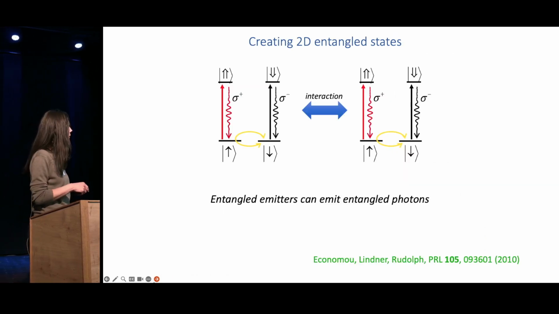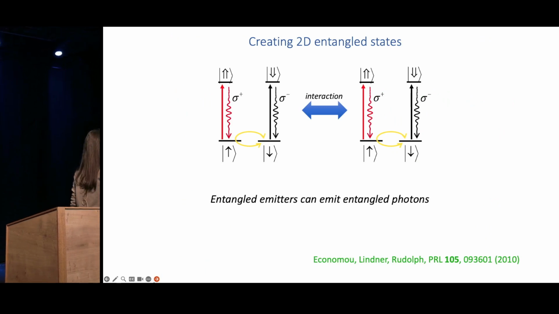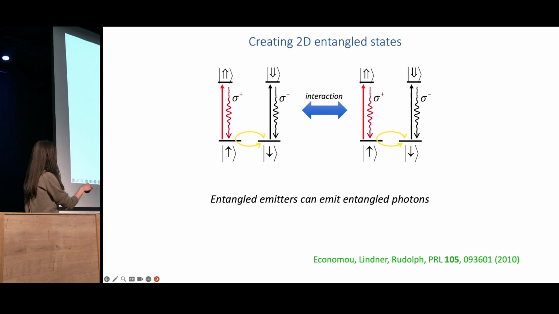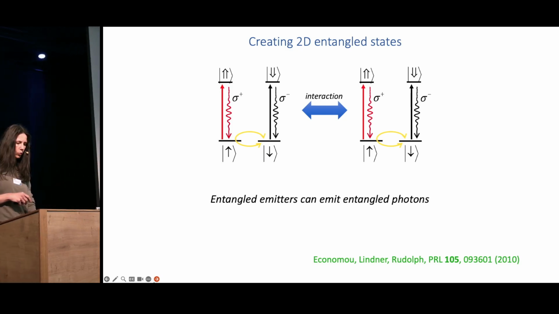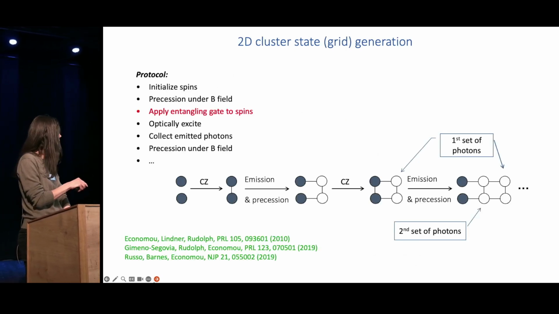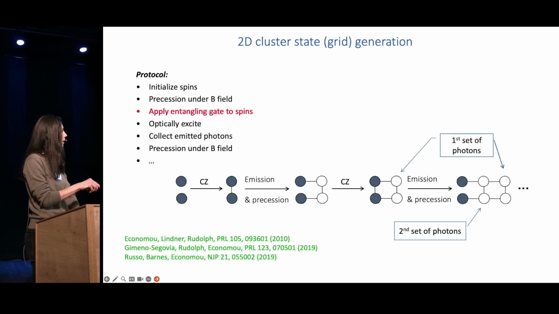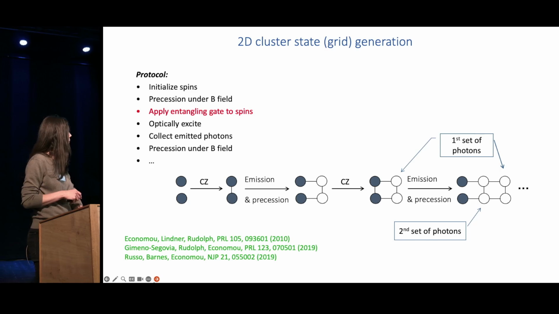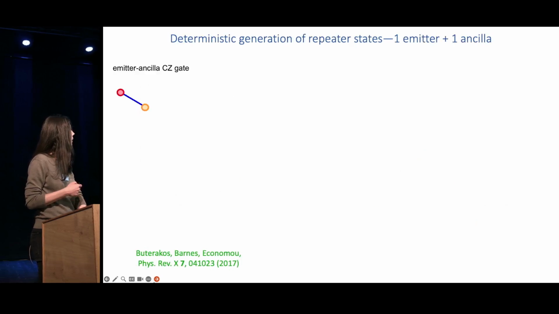And all this is for single linear cluster states. You can also entangle emitters and emit entangled photons. So some of our early work used this idea, so you could get a 2 by n entangled state this way. Now let's look at the repeater states I showed you.